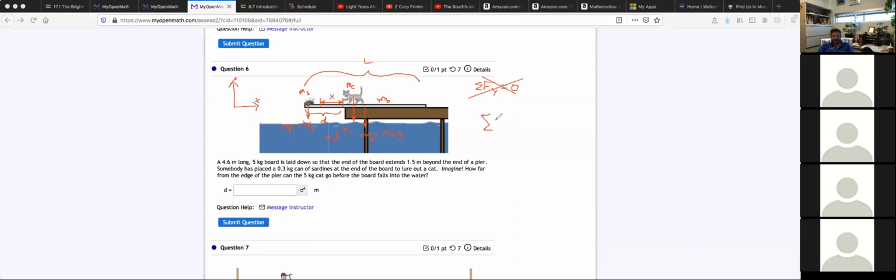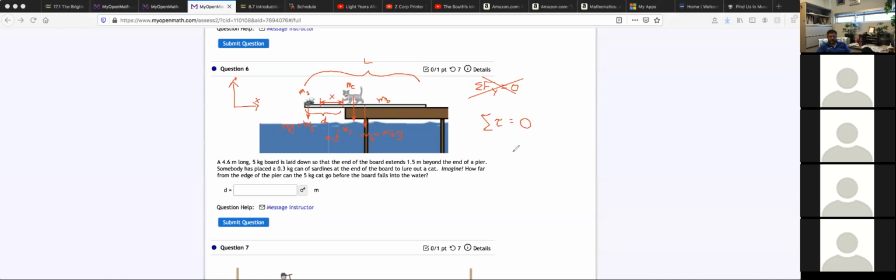The sum of the torques is definitely going to be something worth looking at. And we want the sum of the torques to equal 0 because we don't want this thing to rotate. As soon as this thing starts to rotate, the cat's going in the drink. So we want it to be equal to 0 for the equilibrium condition. And as the cat walks out there, we're going to have some things.